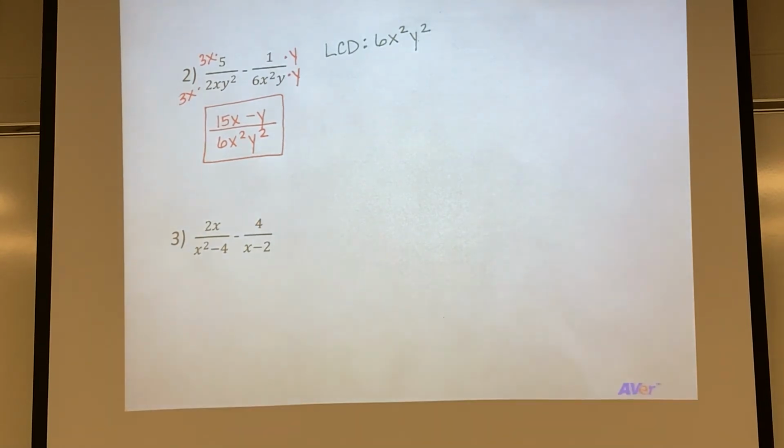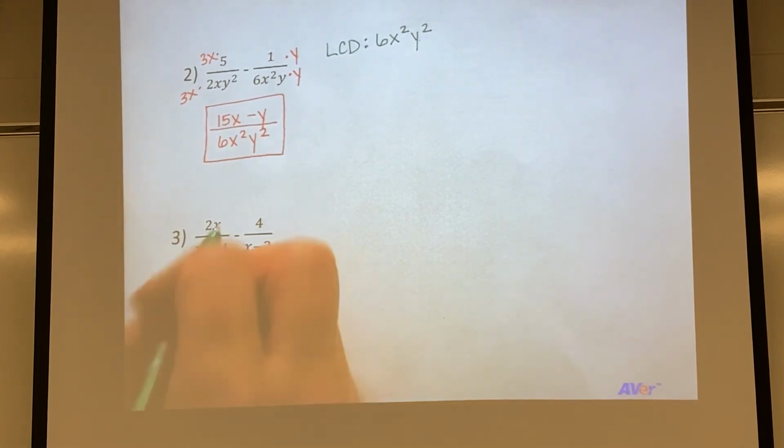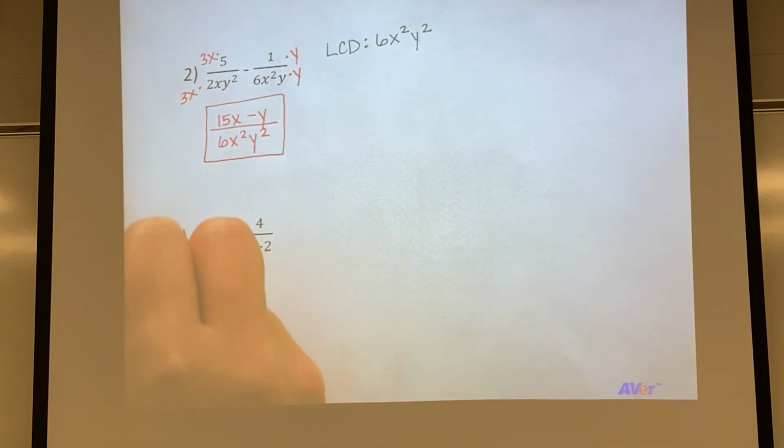All right, last one for this session. Again, we're going to need to do an LCD. However, this one's a little different because we need to factor before we can state our LCD. So x squared minus 4, hopefully by now you're familiar with that difference of squares. So that would be x minus 2, x plus 2.